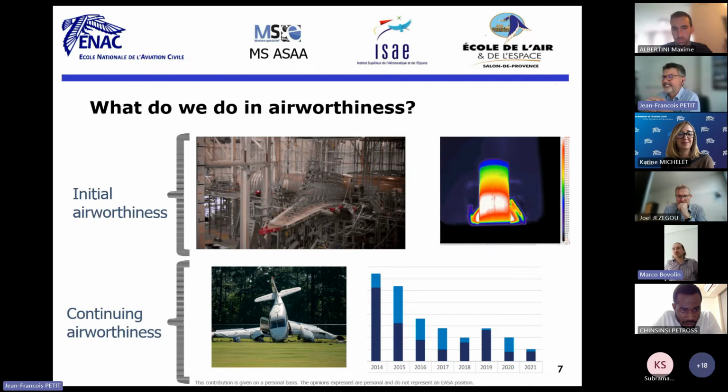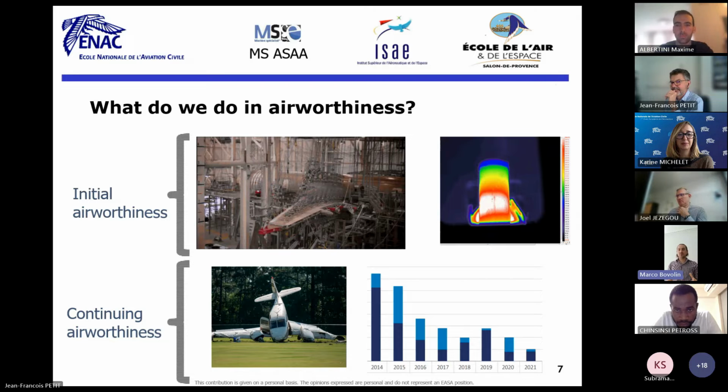Okay. So what do we do in airworthiness? Because this is, in my opinion, very important, because I get the feeling that sometimes people think that airworthiness is just a bunch of paperwork. It's not. So we might divide the set of activities in two parts: initial airworthiness and continuing airworthiness.